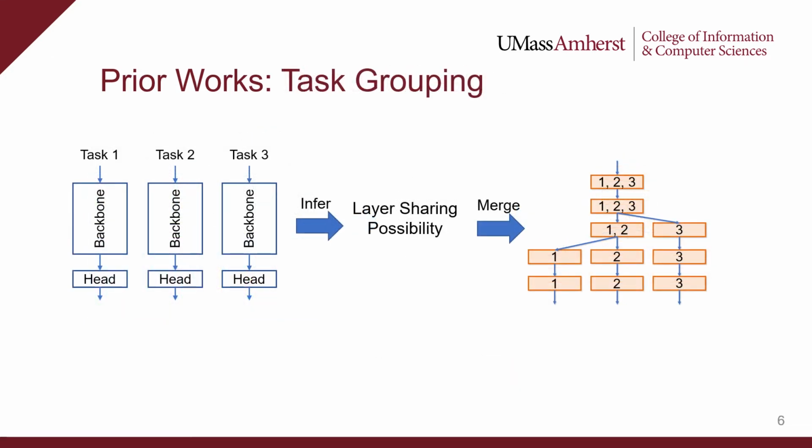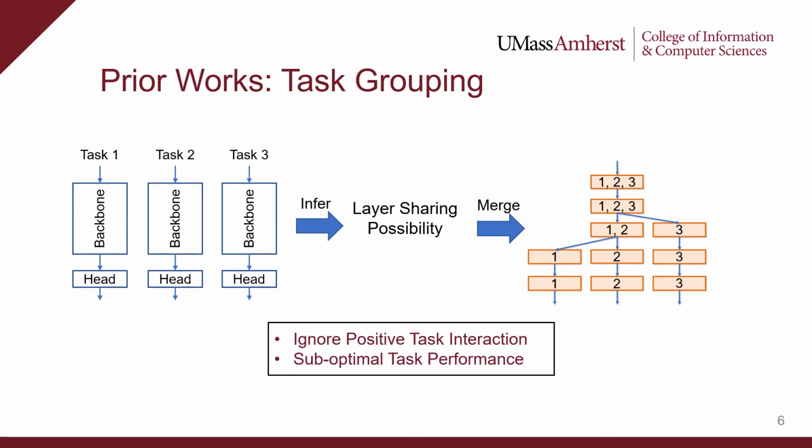To automate the architecture design, some works deduce the layer sharing possibility from well-trained independent models to build the multitask model. However, they ignore positive task interactions that could bring potential generalization improvement. So the solutions are still suboptimal in terms of task performance.